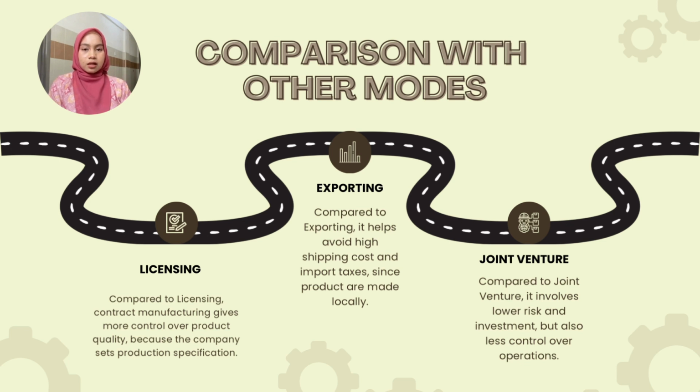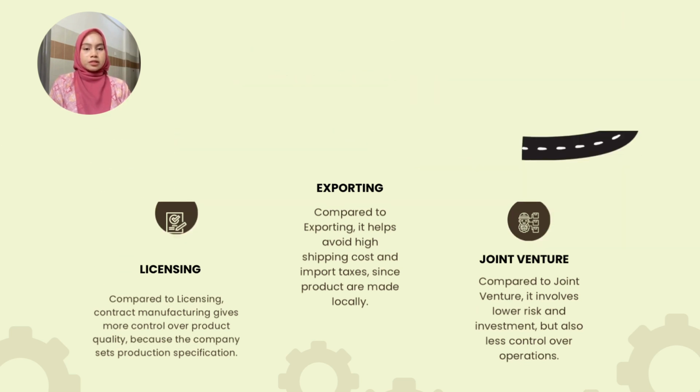So, when we compare contract manufacturing with other entry modes, there are a few clear differences. Compared to licensing, it gives the company more control over how the product is made because they can set their own standard. If we compare it with exporting, it's usually cheaper since the goods are produced in the target country, so there is no need to pay high shipping fees or import taxes. And compared to a joint venture, contract manufacturing is less risky and doesn't require big investment, although the company might have less control over daily operations.